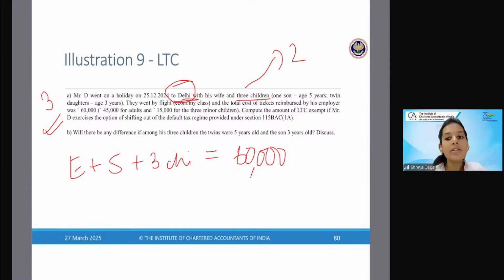So what is the amount of LTC exemption if he has shifted out of the default regime? Under the optional regime, the exemption can be availed up to 60,000. And if the question was about the default regime, then he would not have got any exemption.